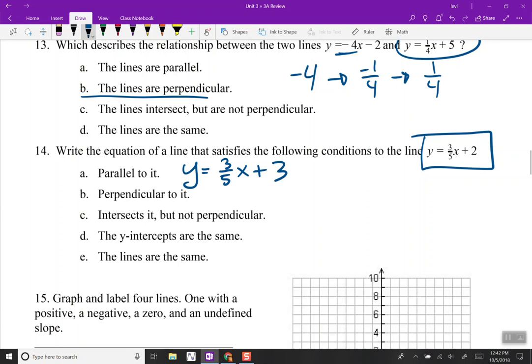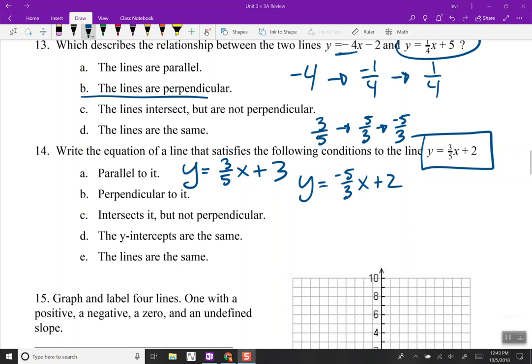Perpendicular, we need to find the opposite reciprocal. So 3/5, the reciprocal would be 5/3, and the opposite of that would be -5/3. And we could even use the same equations, or the same y-intercept. So y equals -5/3 x, and we could share that.